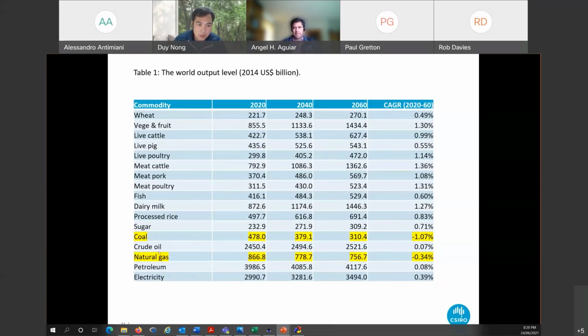For example, when we look at the output of coal, it decreases over time, and natural gas also decreases over time. It's because we project renewable power will grow at a high rate to substitute for fossil-based electricity. That's why the coal output has to decrease. However, it starts from the initial level, which later on I will show you.